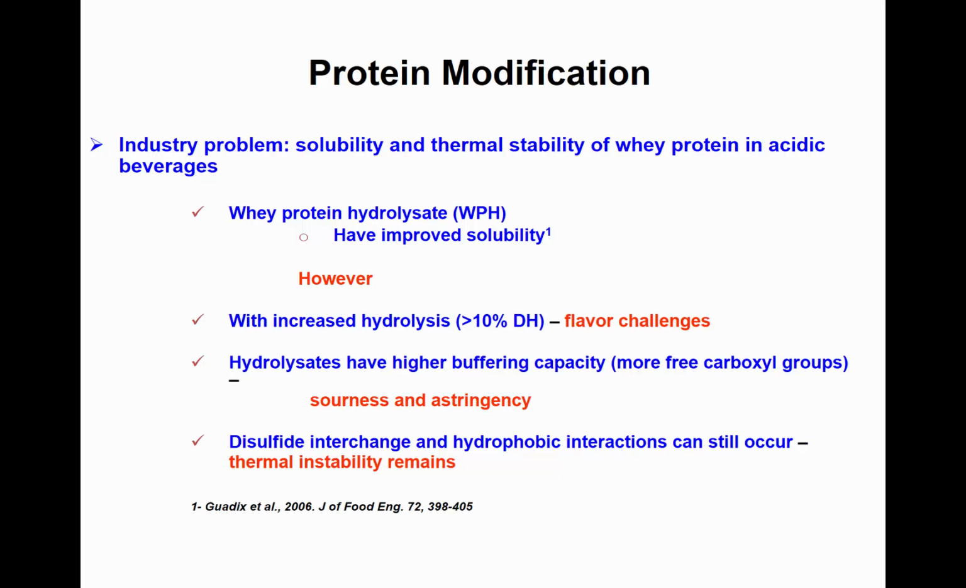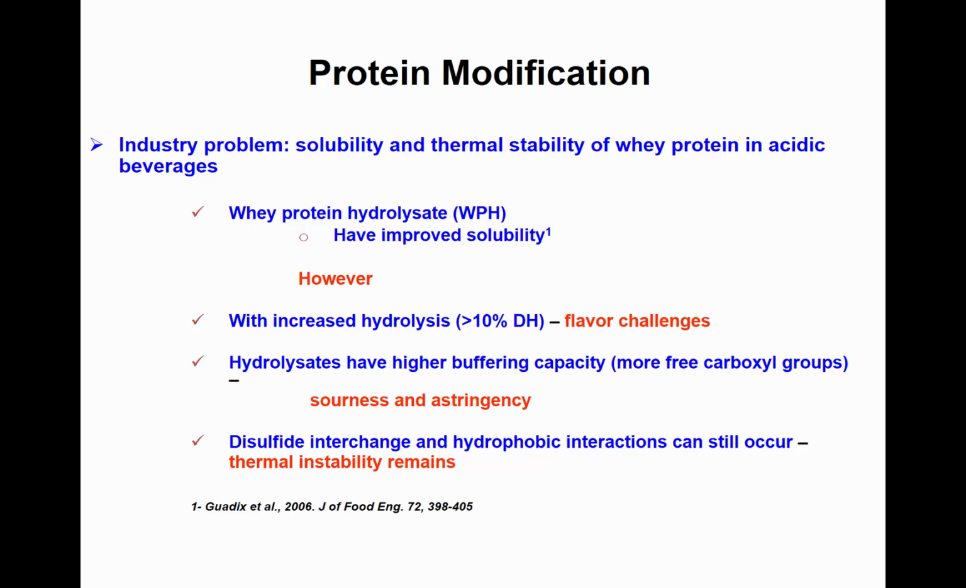So what the solution is, a lot of people have looked at improving solubility by hydrolysis. In order to do that, they had to increase the degree of hydrolysis beyond 10% to achieve this. But with that comes flavor changes, bitterness. Add to the bitterness, you become a better buffer, because now you're releasing carboxyl groups and amine groups. So you have more buffering capacity. So more acid to add to reduce the pH. So more sourness, more astringency. That is not a solution.